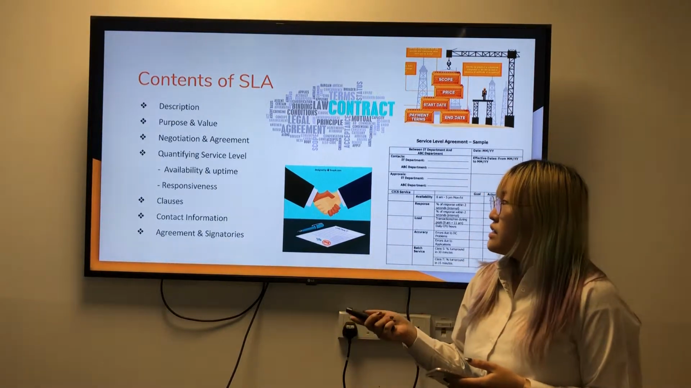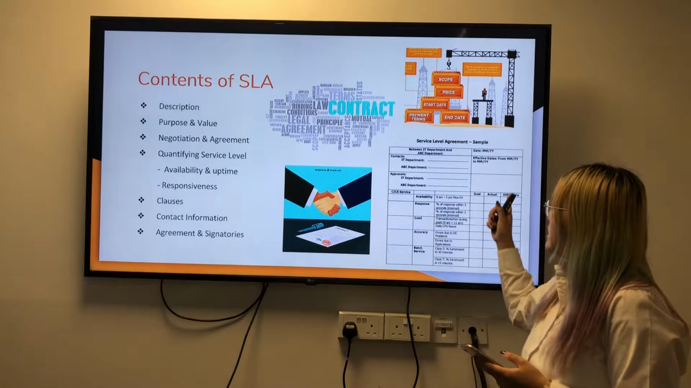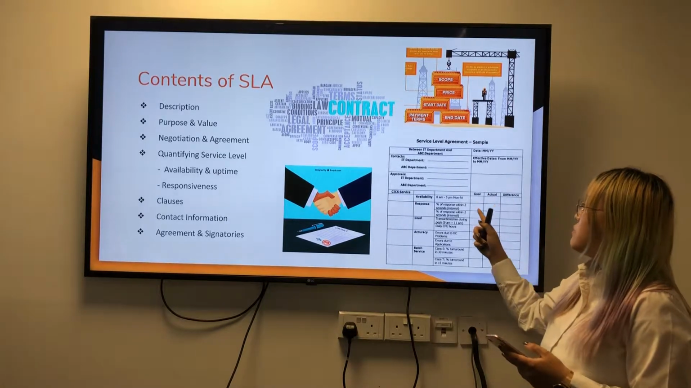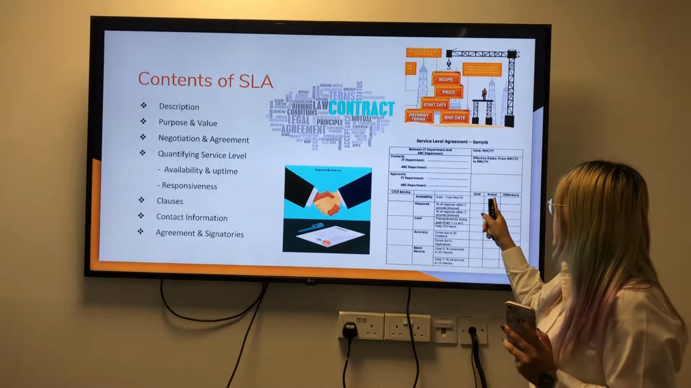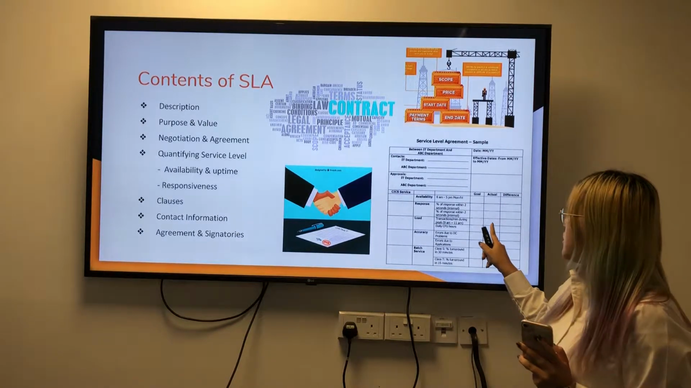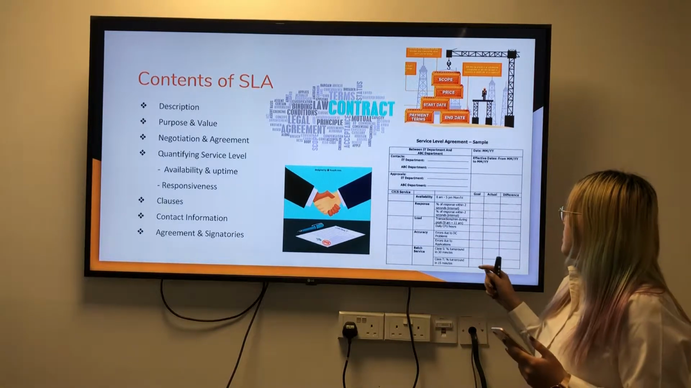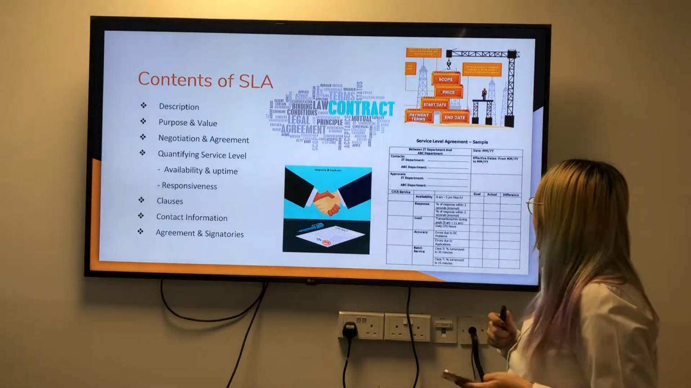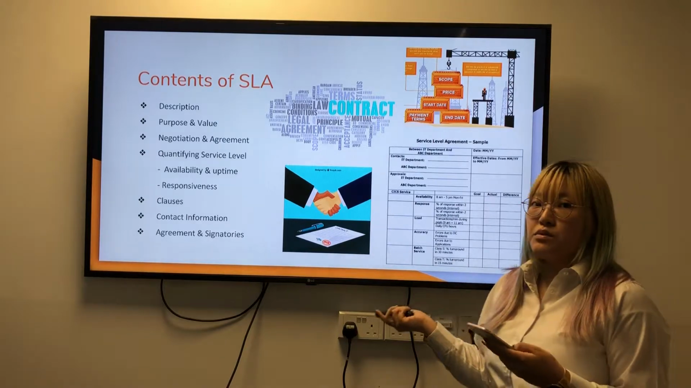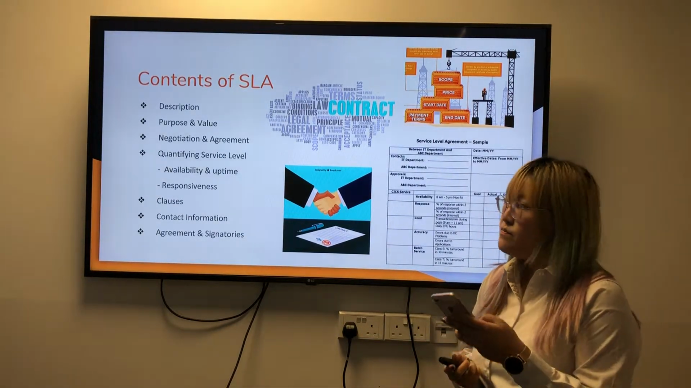And quantifying service level is when, as you can see here, the goal is what they have agreed among each other, and they will also record what was actually provided. So from the difference between these two, you can get the service standard that was provided by the service provider.